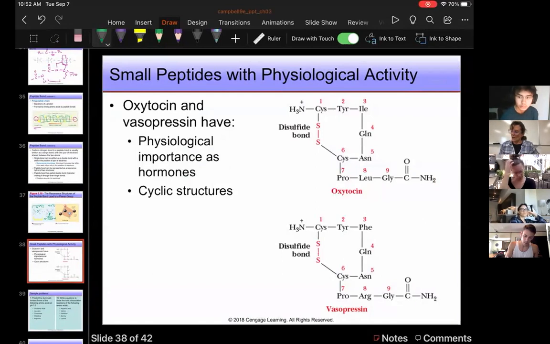So then there are small peptides which have physiological activity. Some peptides are hormones.